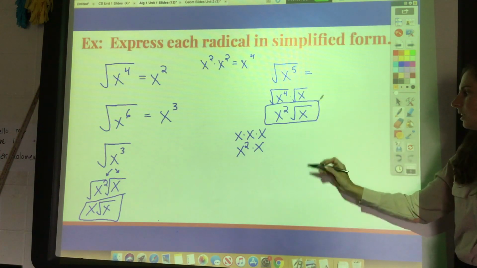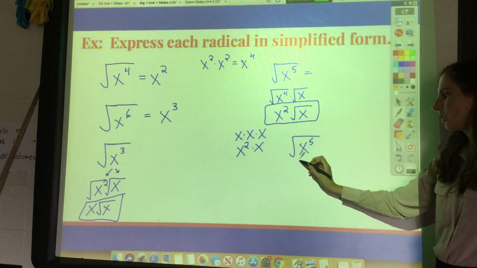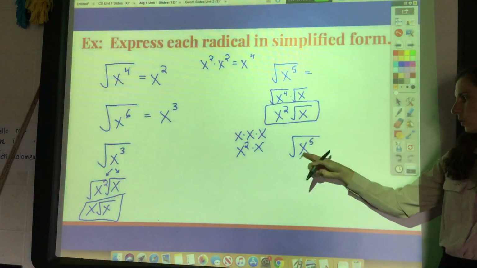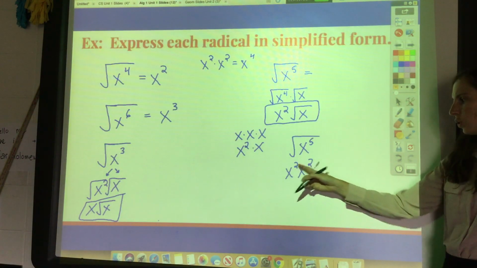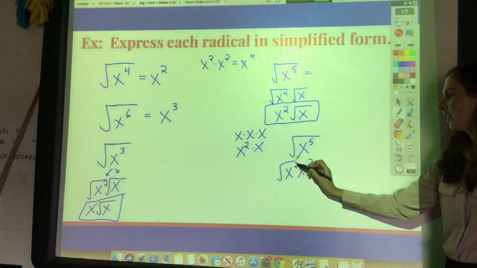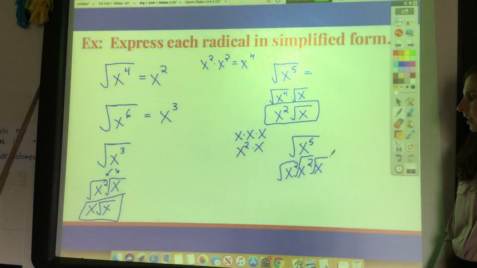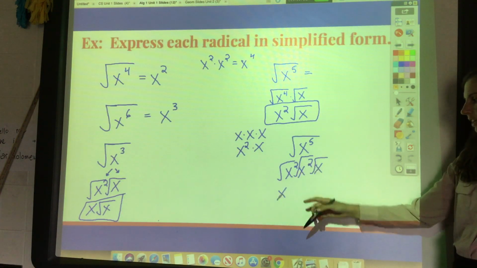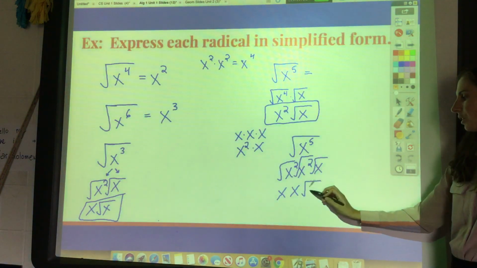Another way you could have done this one is think about splitting it into x squareds, because we know we can square root x squared. So how many x squareds could we fit into x to the 5th? I could do 1, 2, now I'm up to 4 x's, and I'll need 1 more to make 5. I haven't square rooted anything yet, so I need square root signs. Square root and squared cancel, and just leaves x. And this square root and squared cancel, and leaves an x. And this square root of x is just going to have to say square root of x.